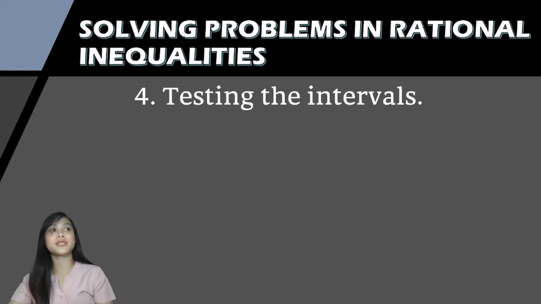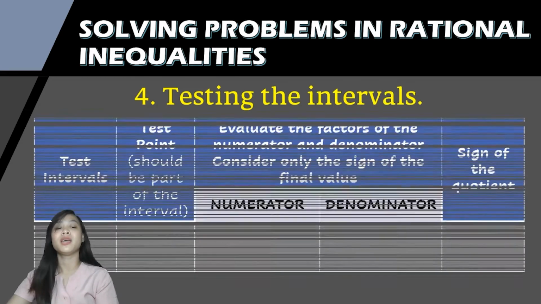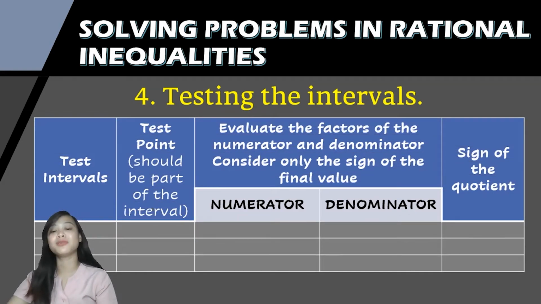So for the fourth step, we have here testing the intervals. Those key numbers, you can get intervals there. So we have again a table. You can use a table. In here, we need to know if your intervals are the meaningful numbers, a certain number that makes your interval part of or can satisfy our rational inequality.